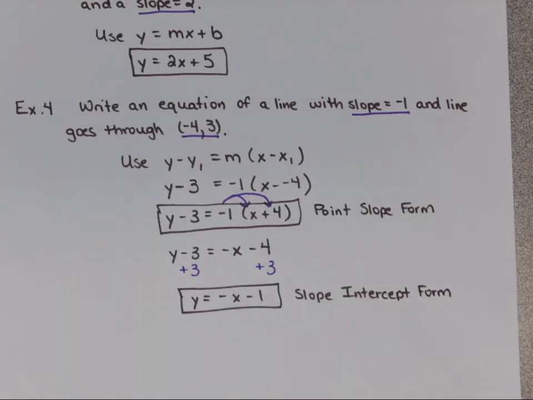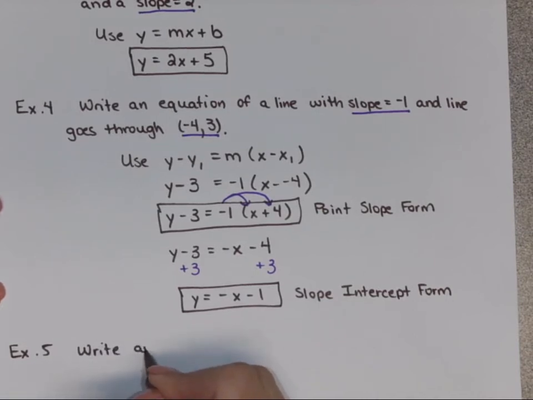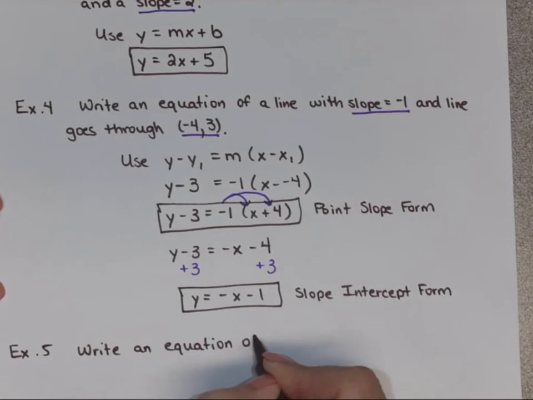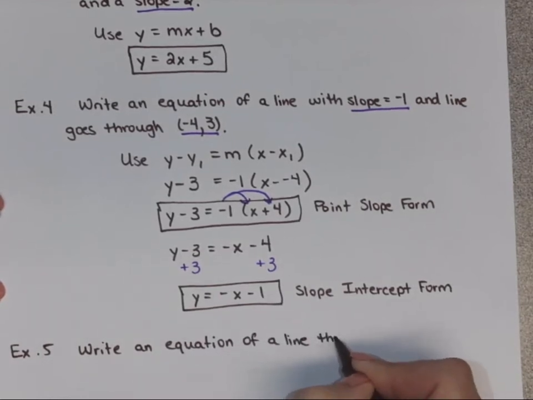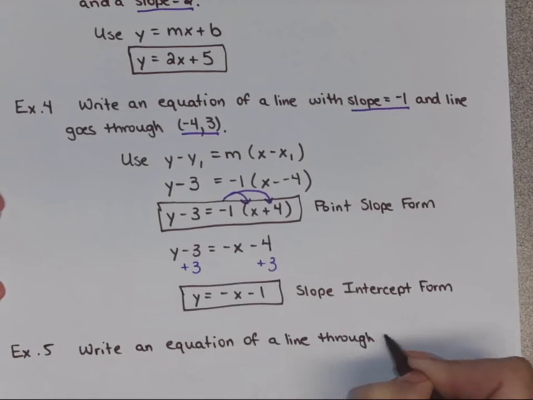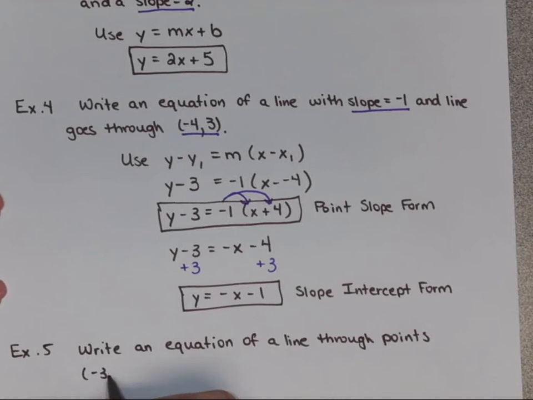Okay, so what about this one? So write an equation of a line through the points -3, -1, and 2, 4.